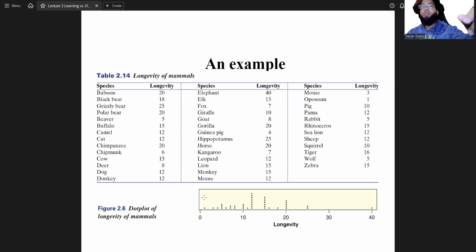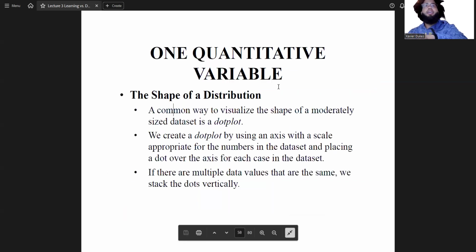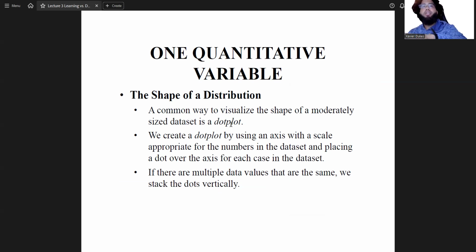Here we go. This will help us visualize frequency, median, mode, and range. Those are the bare bones basics of statistical analysis. And dot plots, while boring, can allow us to visualize this data. When we have one quantitative variable, a common way to visualize is the dot plot. We create a dot plot.